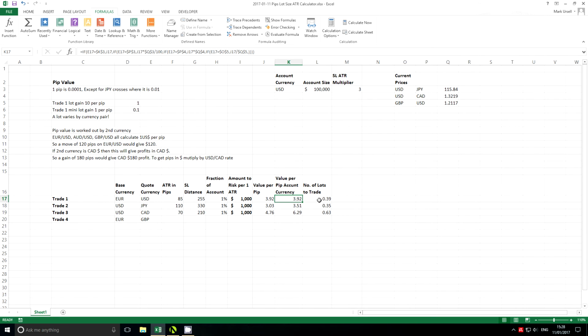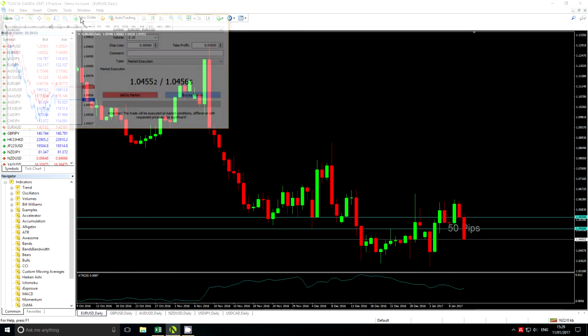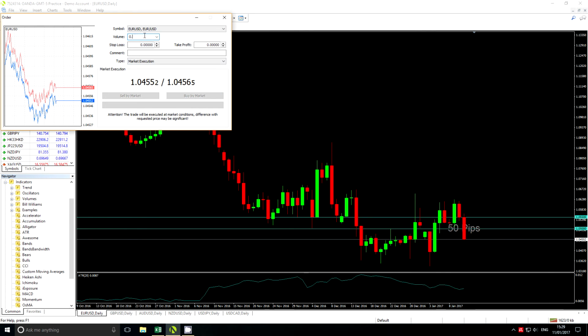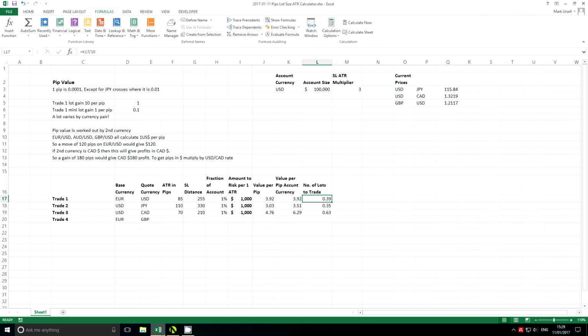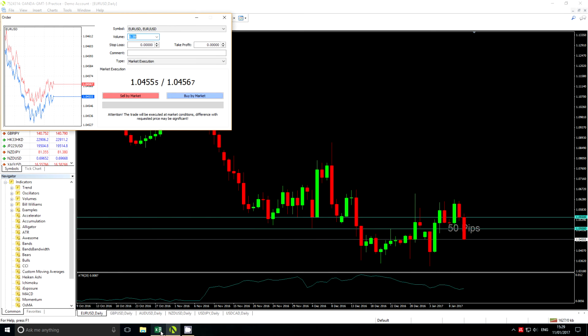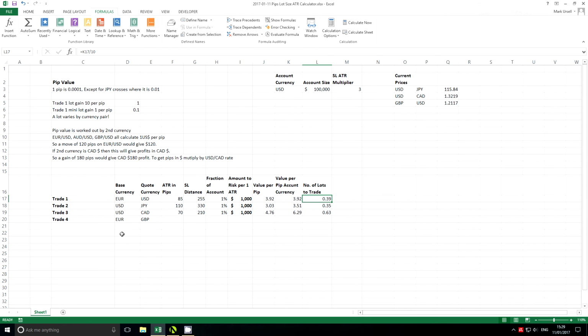And finally, we need to calculate the number of lots to trade. We've calculated this in mini lots, so all we're going to do is divide this value by 10. So the number of lots to trade to achieve this is 0.39. We can enter 0.39, set our stop loss equivalent to 255 pips away from our current entry price, and enter the trade. Okay, so it is nice and simple.